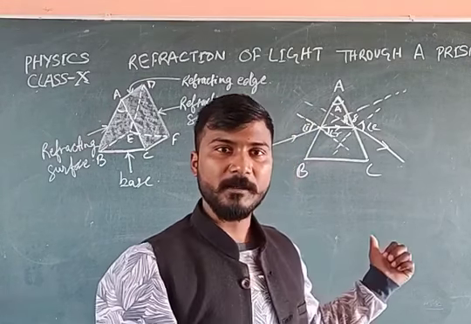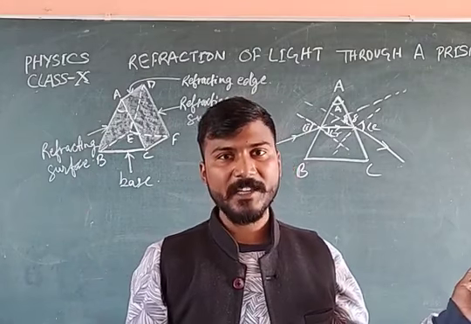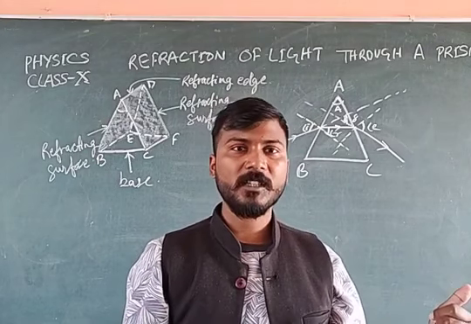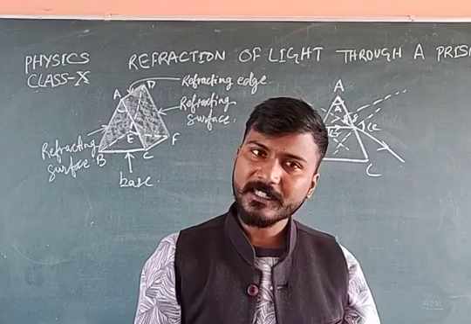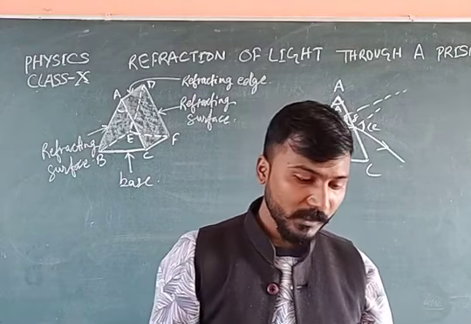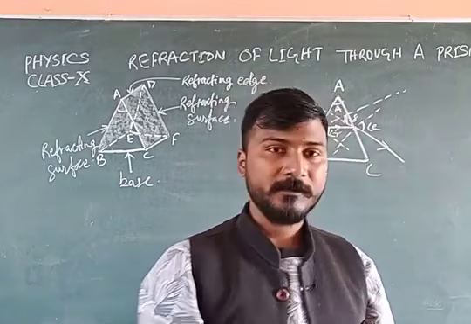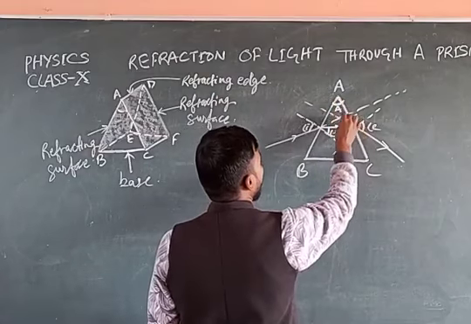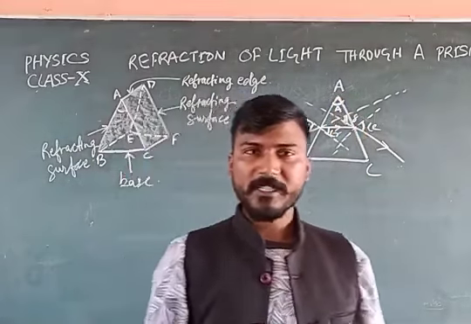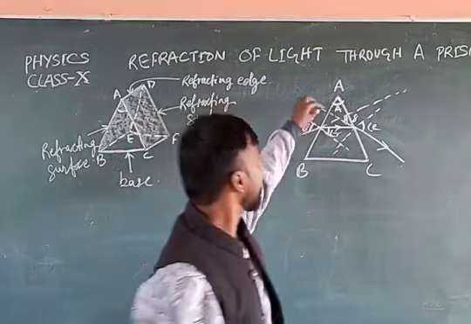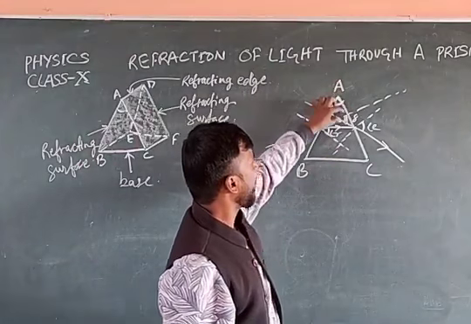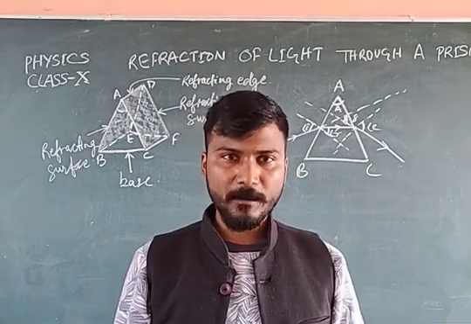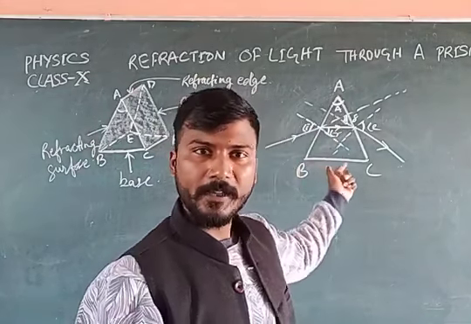The refractive index of the prism: if the refractive index of the prism is high, then the angle of deviation is maximum, and if the refractive index of the prism is low, the angle of deviation is low. Clear? Next, the angle of prism is also responsible for the angle of deviation. If the angle of prism increases, then the angle of deviation also increases. Clear? The angle of prism is directly proportional to the angle of deviation.